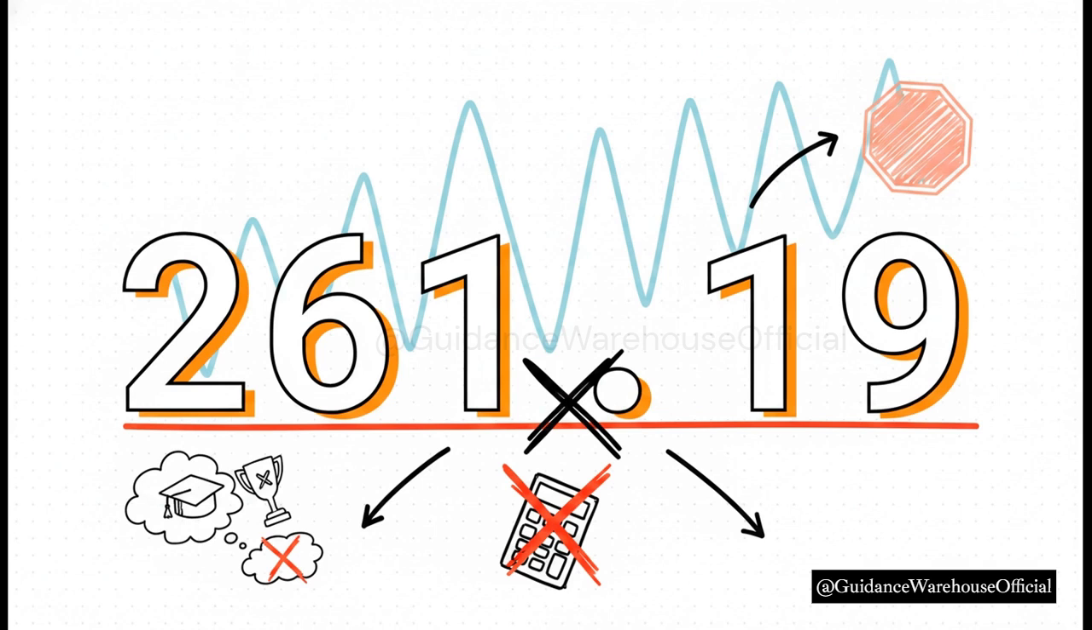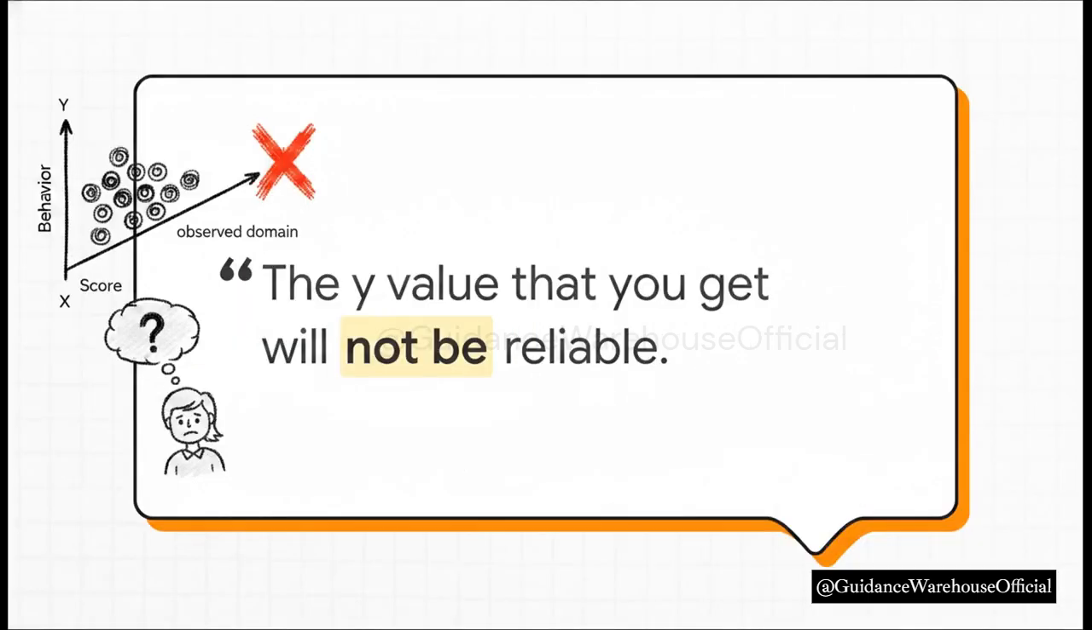The absolute largest possible final exam score is only 200. The math is totally right, but the reality is totally wrong. Now, what's really interesting about this slide is the root cause. Why is this prediction totally unreliable? It's because 90 falls completely outside the observed domain of our original data.